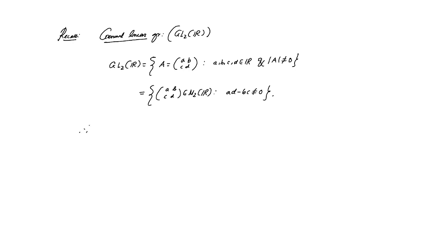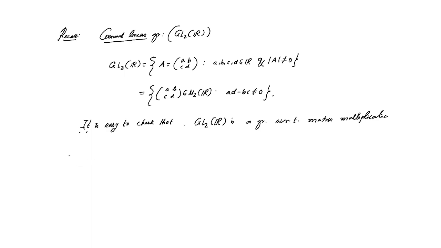And it is easy to check that GL2R is a group with respect to matrix multiplication. That means closure, associativity, existence of identity and inverse all hold. That we proved in some earlier classes.